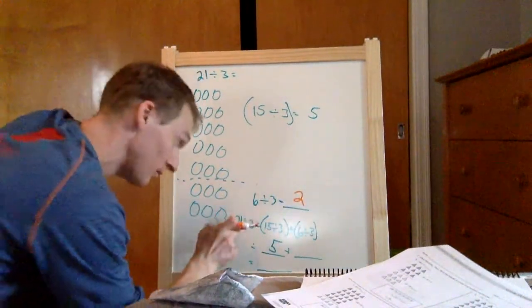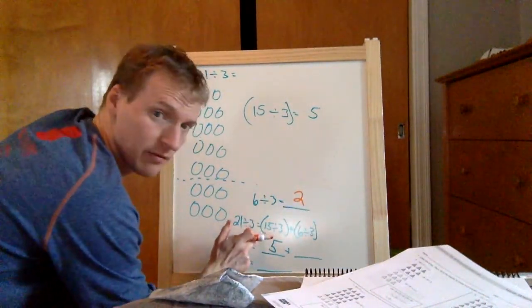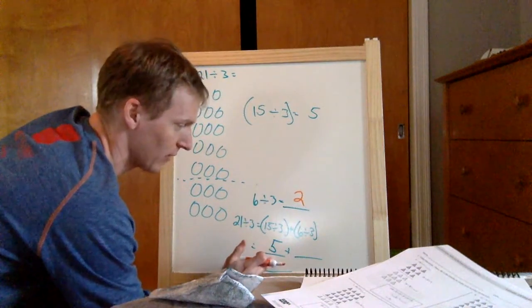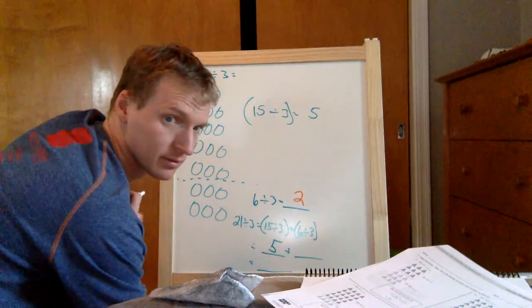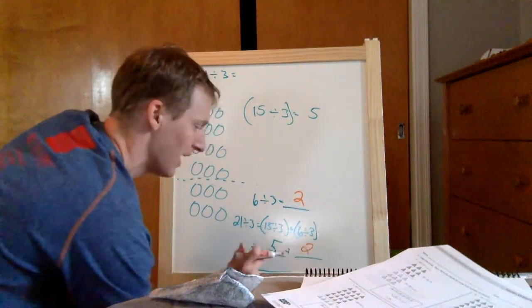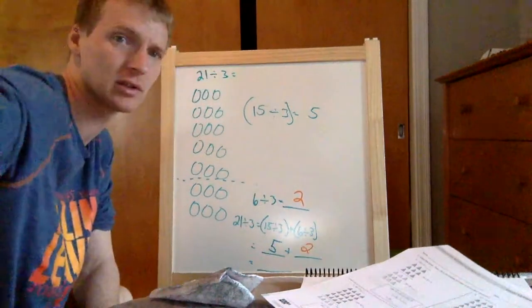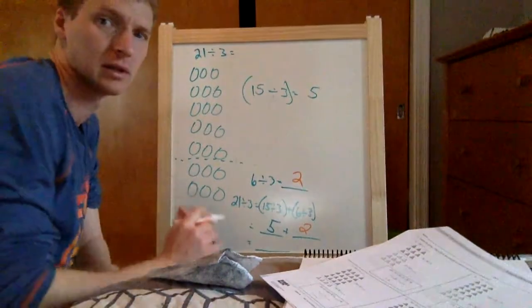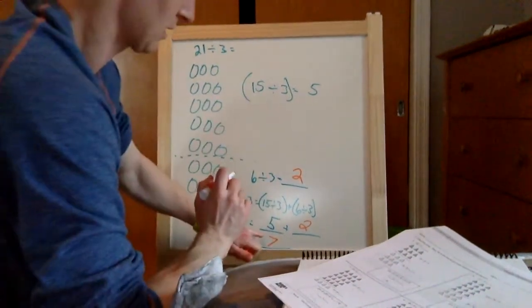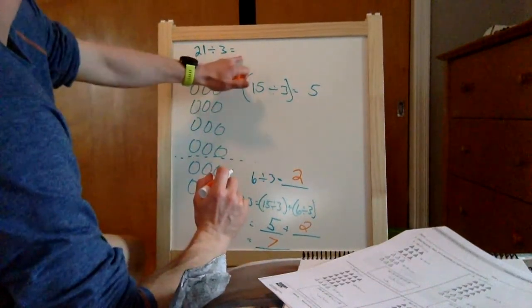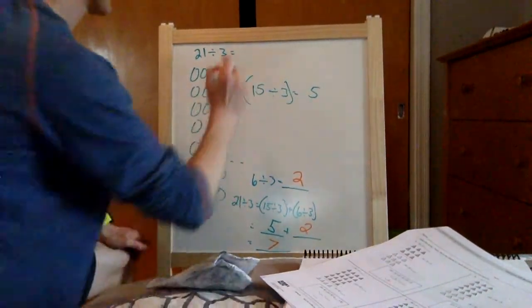Okay, so now they put us down here. They did 15 divided by 3. They already gave us 5. What was the answer of 6 divided by 3? 2. And 5 plus 2 equals 7. Take this answer. Remember, we got to go all the way back up to the top because that's the total answer, and that's 7.